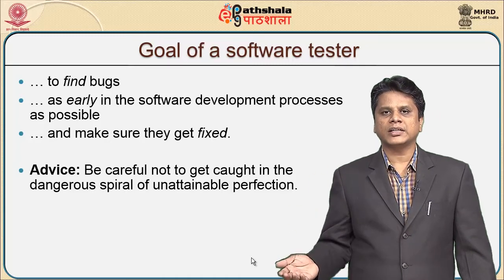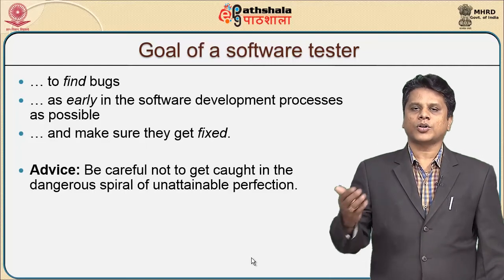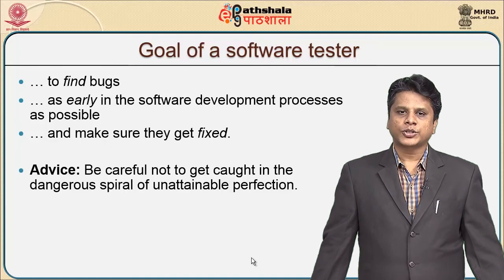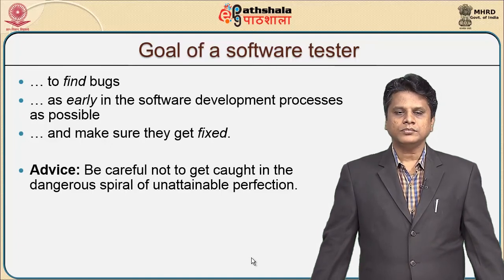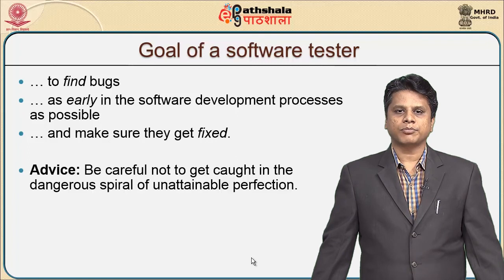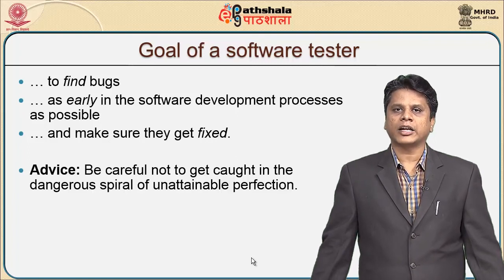If it is mentioned at the design level, map it with the cost. So we may have to reduce the cost of the faulty software and make sure that they get fixed very early. One of the pure advices that we can make out as part of software test is: be careful not to get caught in the dangerous spiral of unattainable perfection.